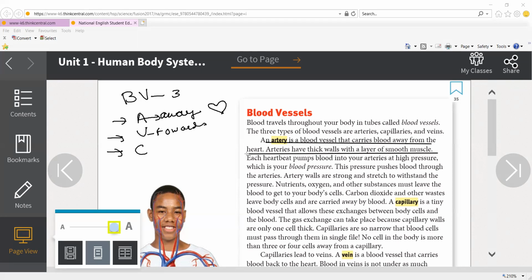Arteries have thick walls with a layer of... Miss, do we highlight it? Yes, that's why I told you to open the book. Artery is a blood vessel that carries blood away from the heart, and they have thick walls with a layer of smooth muscle.